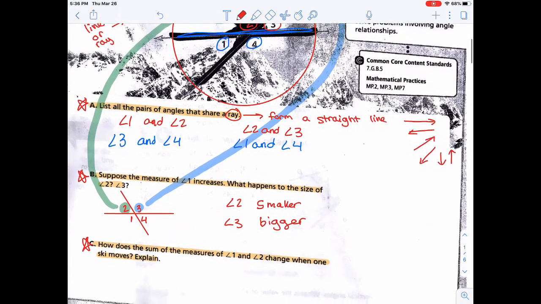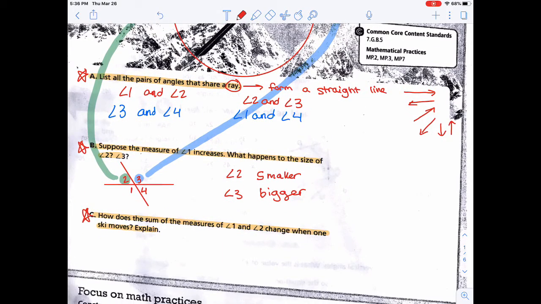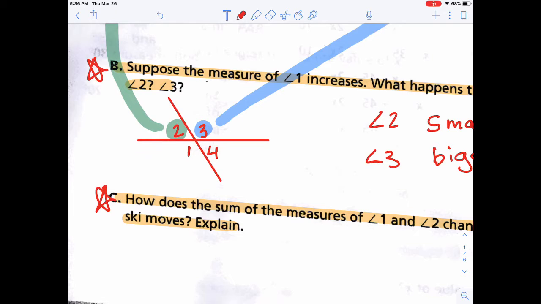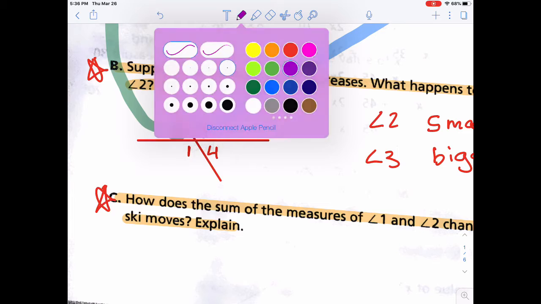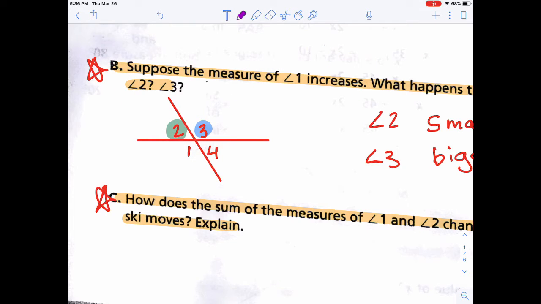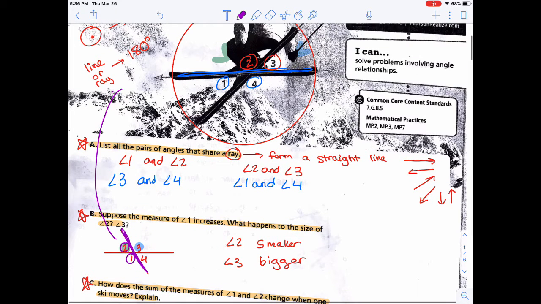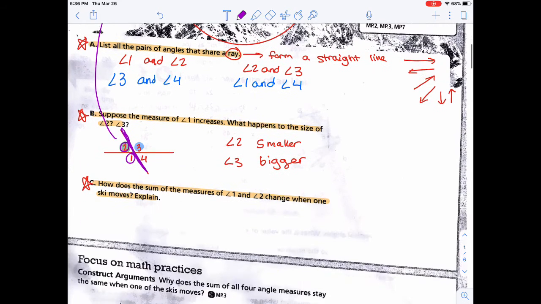So for part C here, how does the sum of the measures of angle 1 and 2 change when one ski moves? Now remember, we'll look at this drawing that I just made. When we changed the position of the skis, I'll do this in purple here, this is still a straight line. So my angle 1 and my angle 2 are still going to be 180 degrees. Remember how I mentioned that right up here: a line or a ray is always 180 degrees.